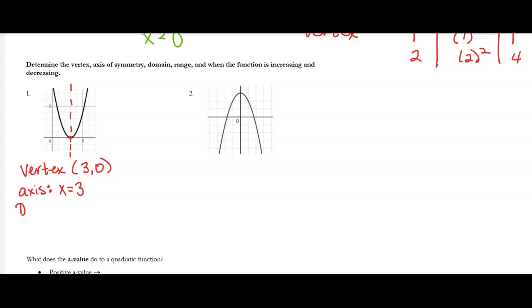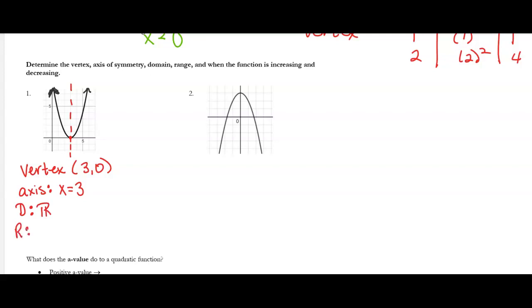Okay, so now we need our domain, and I just write D for domain. And our domain, it's going to the left. It doesn't have arrows, but it should have arrows. I don't know why I don't put them on the assignment. So it goes to the left, and it goes to the right. So that means our domain is all reals.